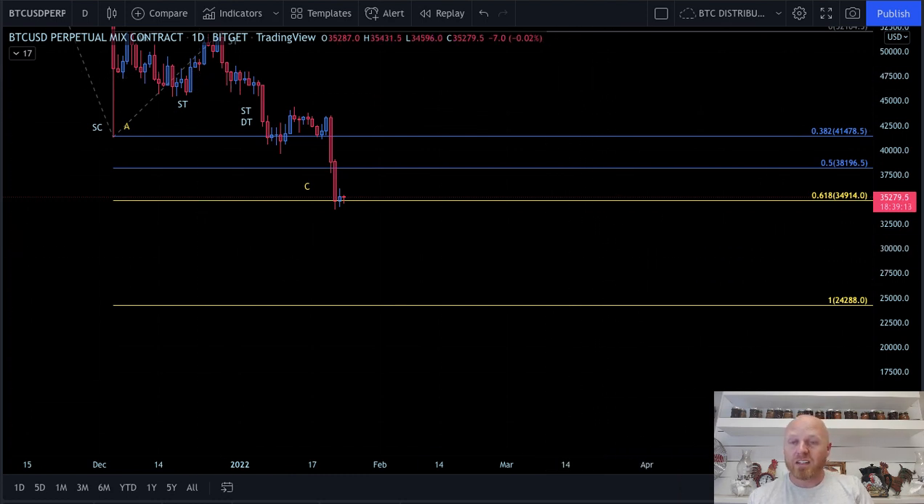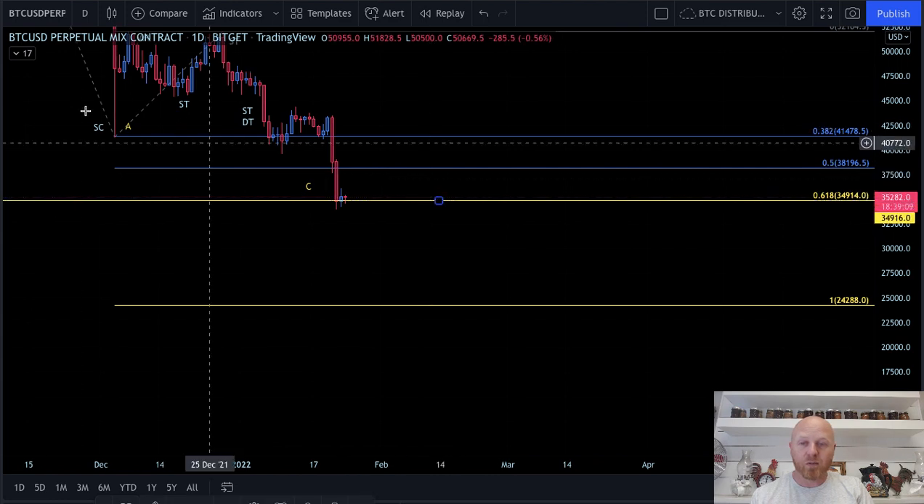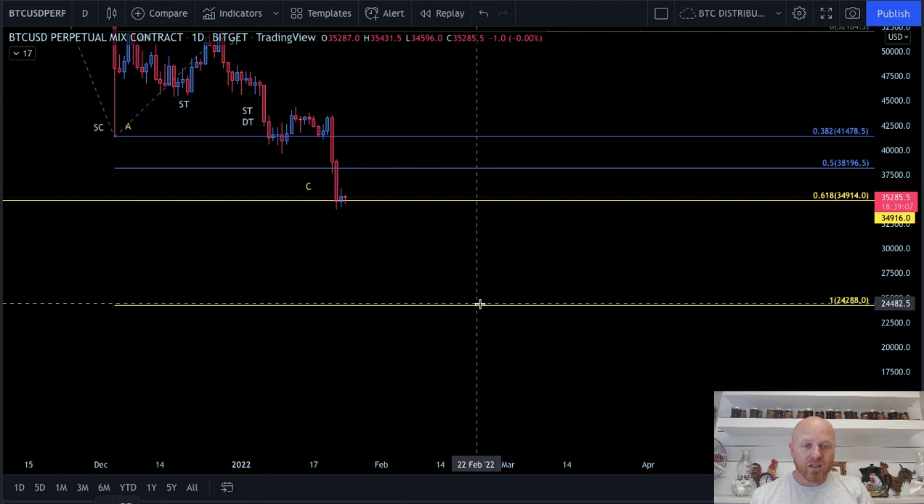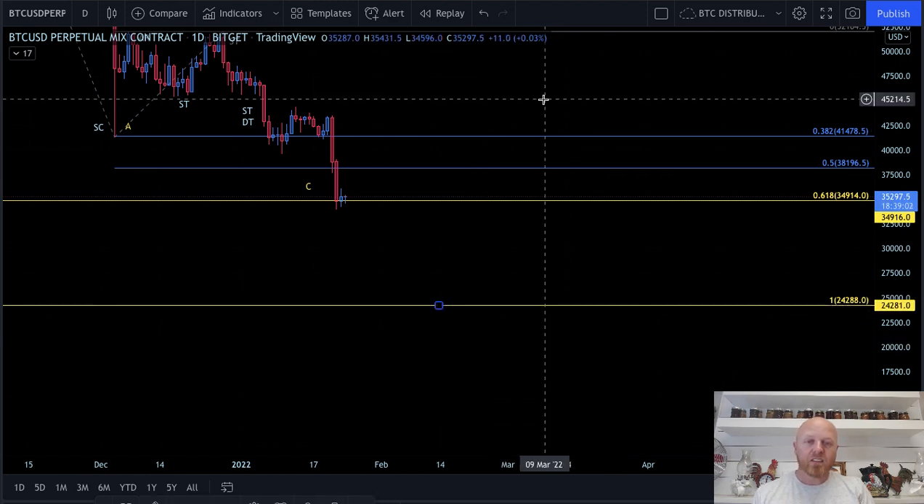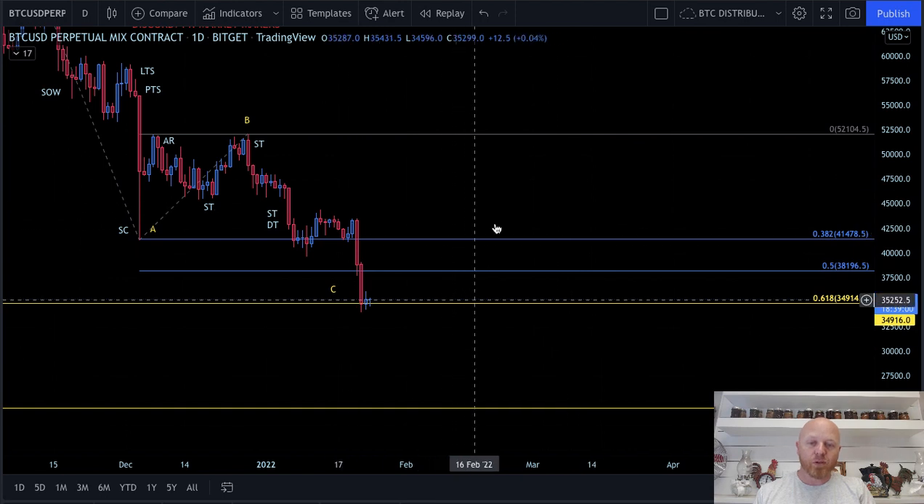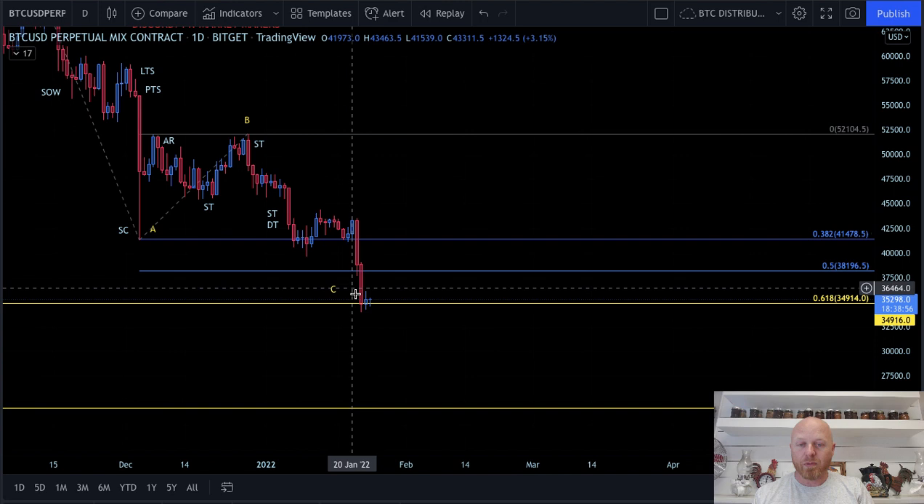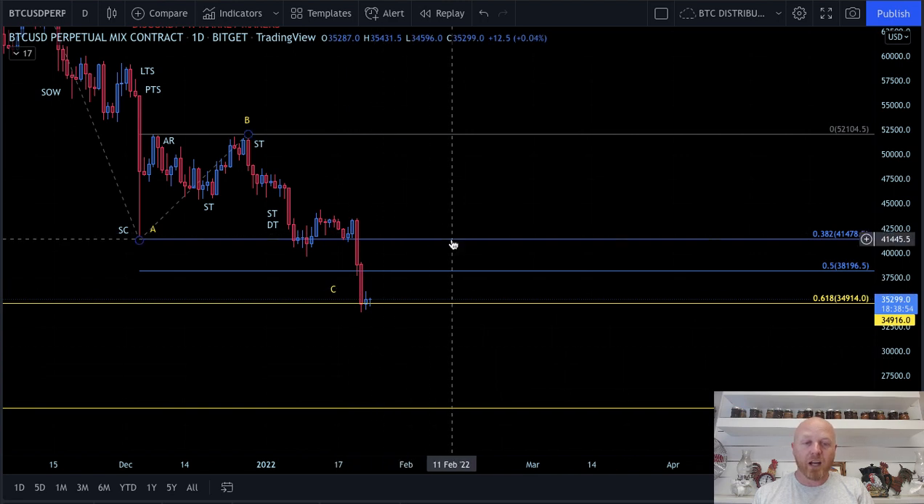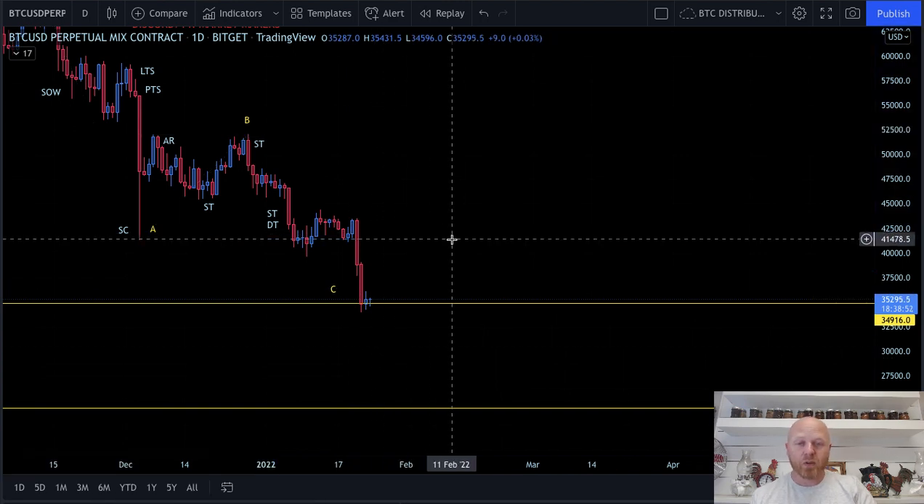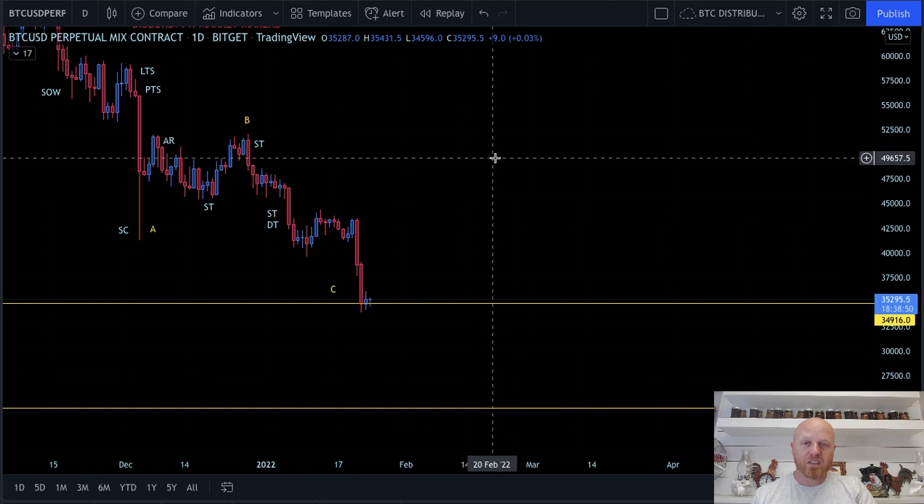Let's go ahead and mark these. These are important. So we're going to mark our 618 for a downward projection, and let's mark our 1 fib, which is 24,288. Let's go ahead and do that. And let's get some upward projections. If this is the bottom, where could we go up to? I don't think this is the bottom. I do think we're coming down further. But if this is the bottom, we want to know where we could get to. And same if this is the bottom.